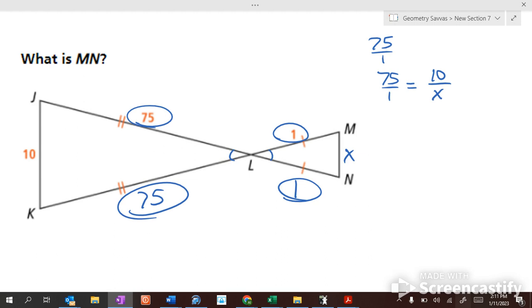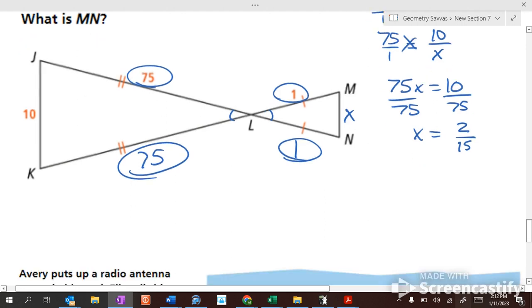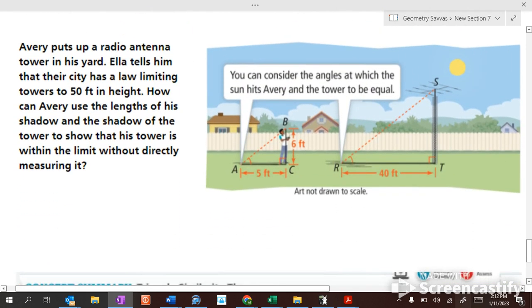To solve a proportion, you cross multiply. We take the 75 times the x, which is 75x, the 10 times 1, which is 10, divide by 75, x equals 10 over 75, divided both by 5 is 2 over 15. So it's 2/15, or we could write it as a decimal. Okay.